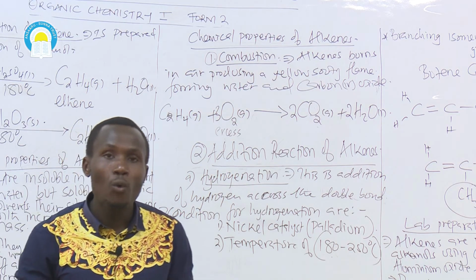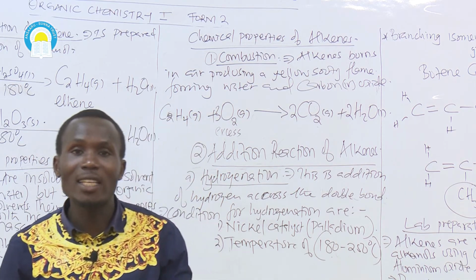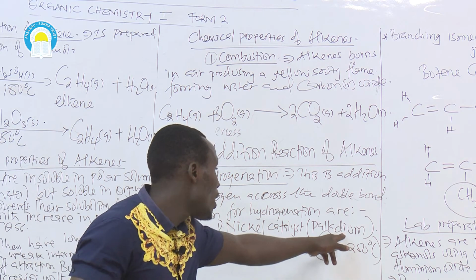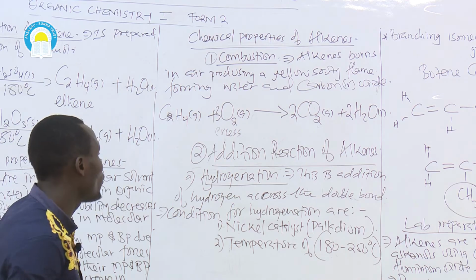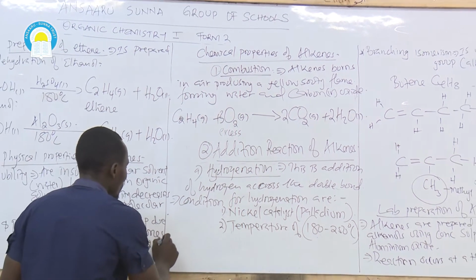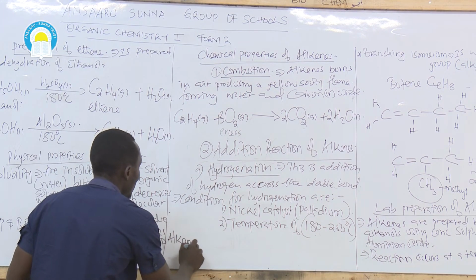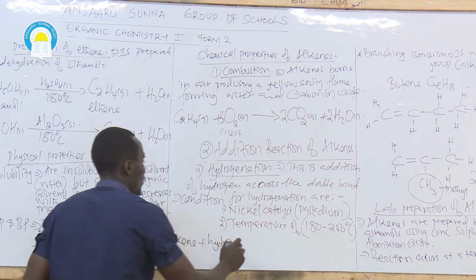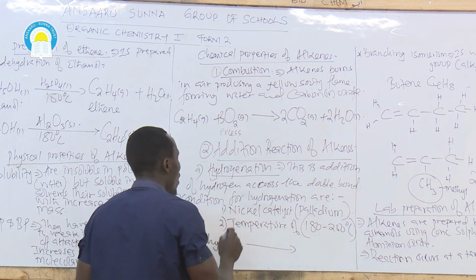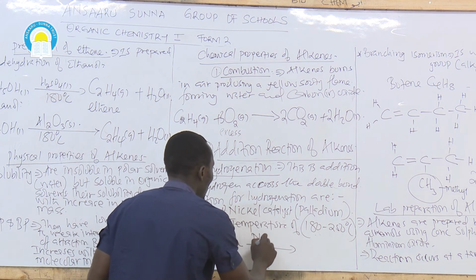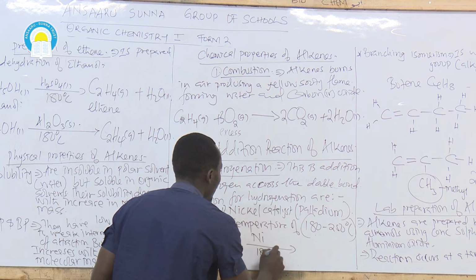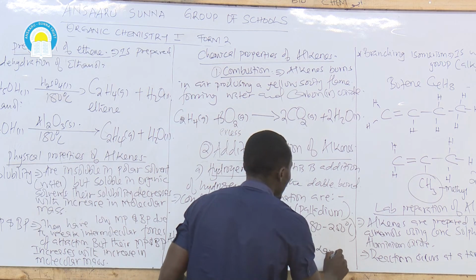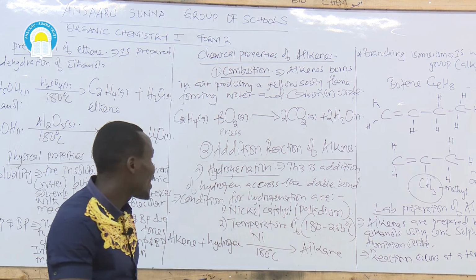And we have said that we also need to have a catalyst, and the catalyst used is the nickel catalyst. Apart from the nickel, we also use palladium as the catalyst. So if you have an alkene plus hydrogen in the presence of the nickel catalyst at a temperature of 180 degrees Celsius, we are going to get an alkane. So alkene is converted to alkane.